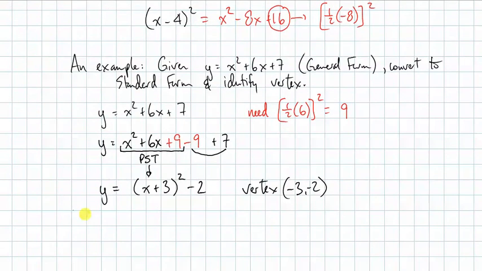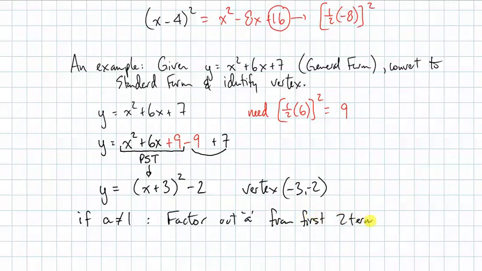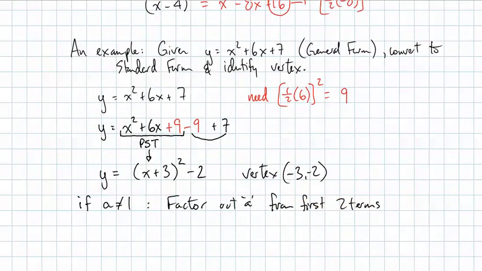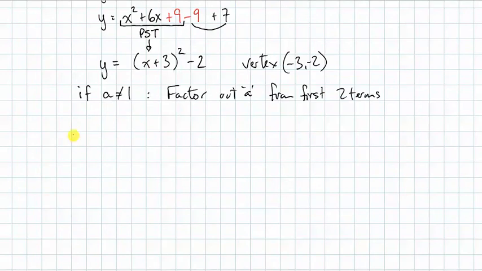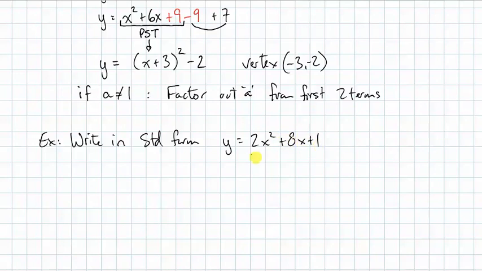Now, sometimes you're going to get situations where a is not 1. What we do then is factor out a from the first two terms and then carry out the analysis the same. Let me give you an example to show you what this looks like. I could be asked to write in standard form y = 2x squared + 8x + 1. ax squared, bx, and c, and the a is not 1.